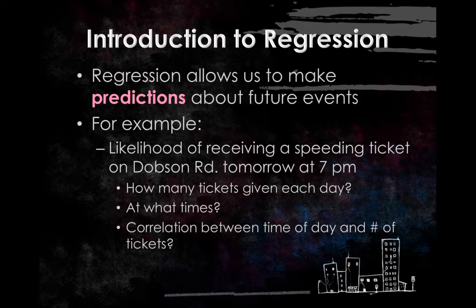And regression allows us to make predictions. This is what is huge about regression, is the predictability aspect of it, right? So what's the likelihood of receiving a speeding ticket on Dobson Road tomorrow at 7 p.m.? When you start asking questions like, well, how many tickets are given each day? What times are those tickets given away? Is there a stronger correlation or a stronger relationship between the time of day and the number of tickets given at that intersection?